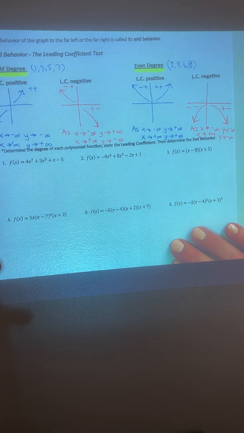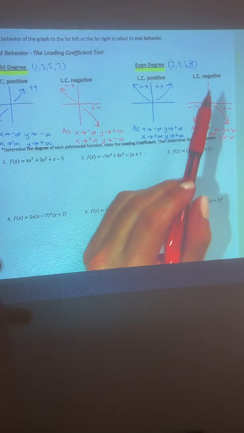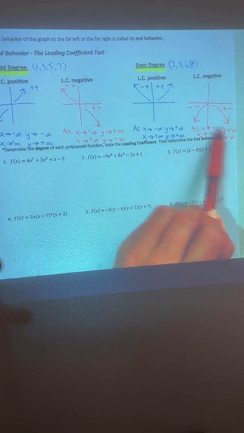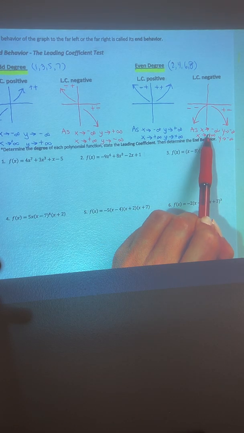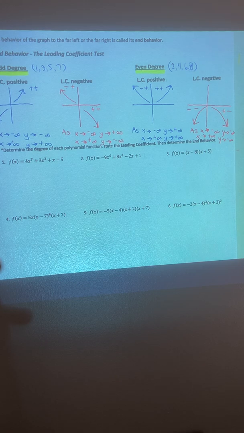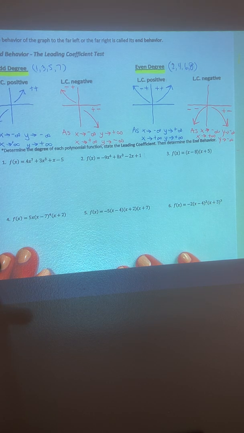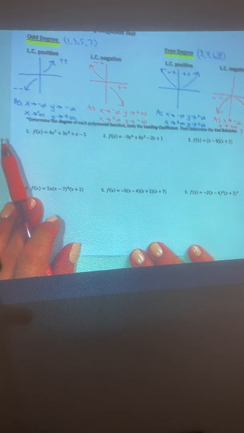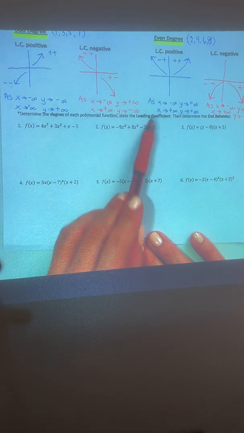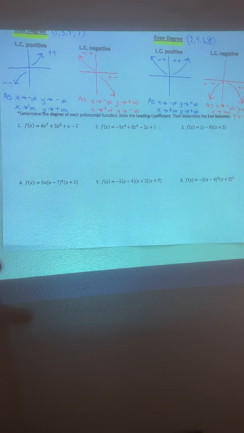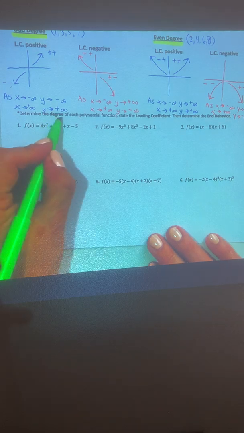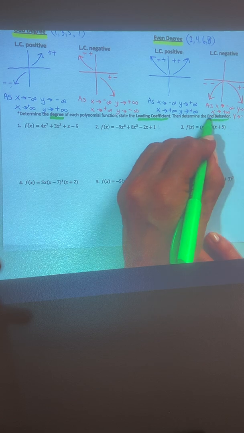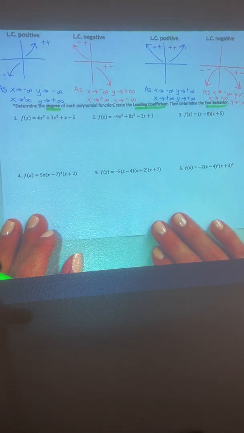All right, so that's just something you guys have to memorize, and the best way to memorize this is to understand what the quadrants are. Negative, negative. Positive, negative. Okay, so that is called end behavior. All right, so now we're going to determine the degree. These problems here. We're going to determine the degree, the leading coefficient, and the end behavior. This is going to be very similar to your first homework. Degree, leading coefficient, and end behavior.